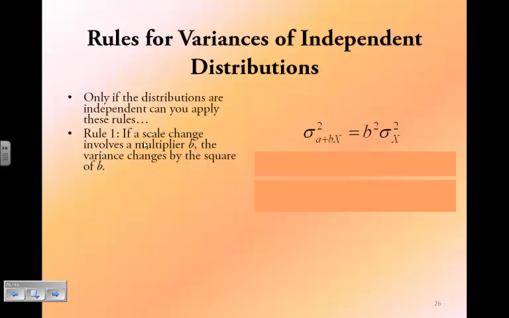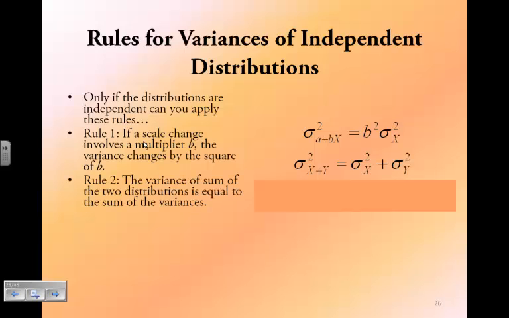If a scale change involves a multiplier b, the variance will change by the square of b. So this is the formula you want to write down. Notice that adding something to the distribution does not affect the variance, but multiplying it has a big effect on it. And then rule number 2, if we're going to add them together, the variance of the sum of two distributions is equal to the sum of the variances.